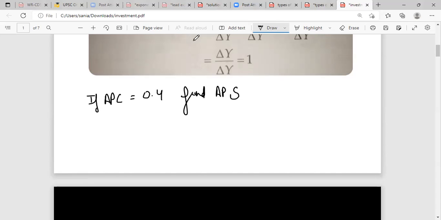Okay. Now I'll give you few questions which you are going to do. So the first question is, for example, if APC is 0.4, you have to find APS. Can you find it? You have to find the formula where you have both APC and APS. So APC is already given, you have to find APS.